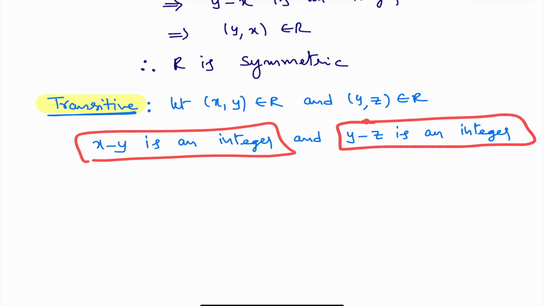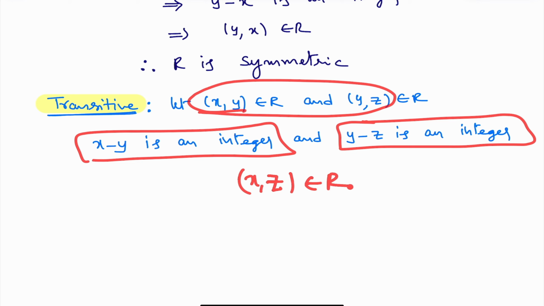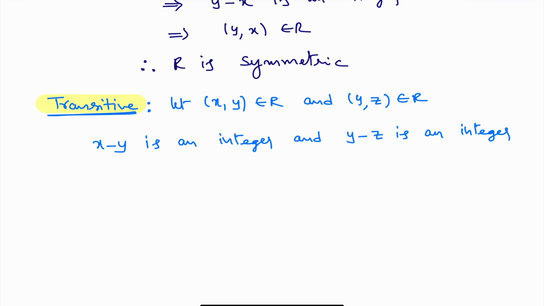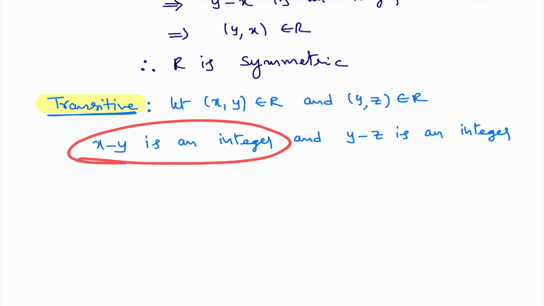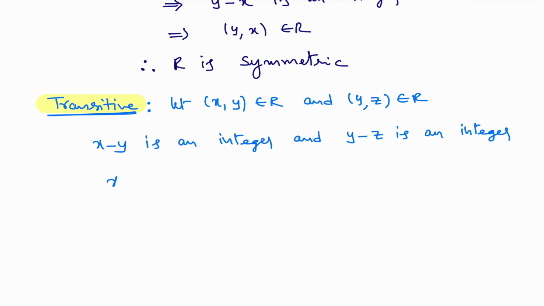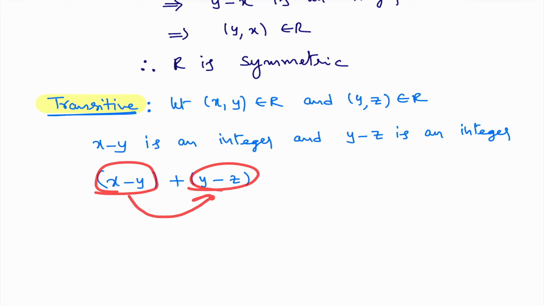So here, what do I need to check? I need to check whether (x, z) is in the relation or not. It means that (x, z) belongs to R if x minus z is an integer. If x minus z is an integer, then I can say the ordered pair (x, z) belongs to the relation. You know, the addition of two integers is again an integer. Here I know that x minus y is an integer. Now I'll add x minus y and y minus z, because y minus z is also an integer. The sum of two integers is again an integer.